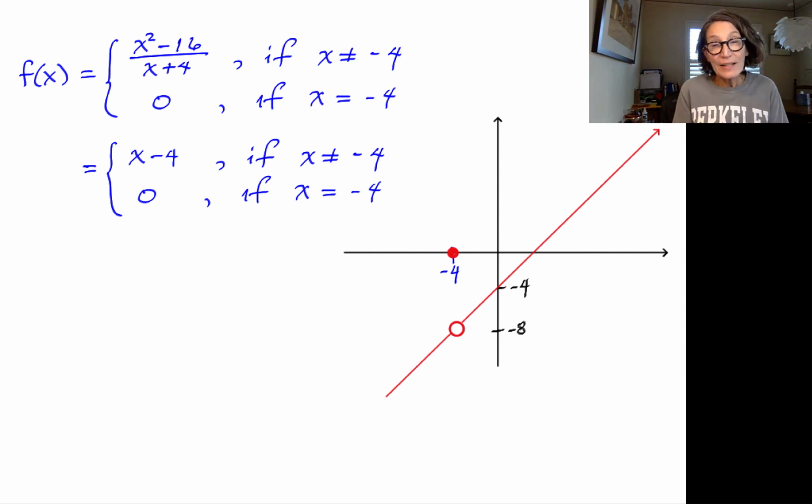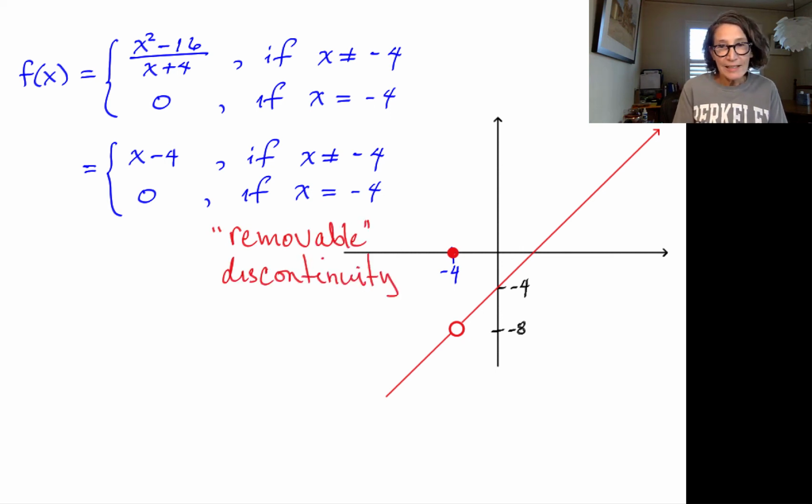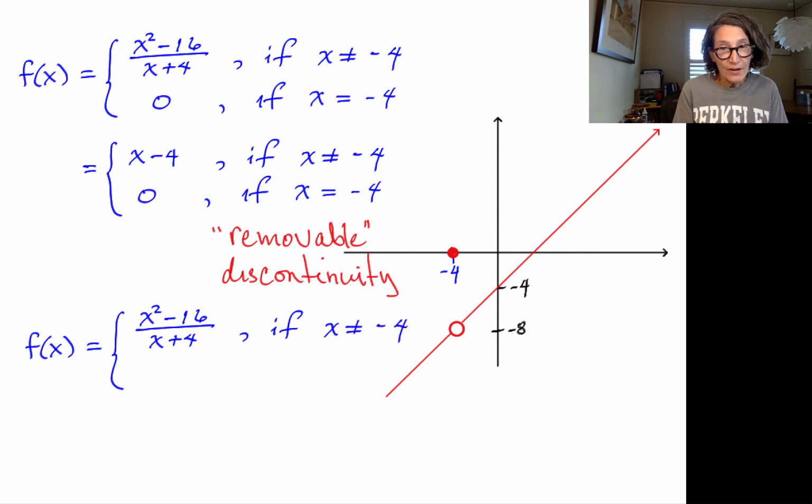All right, so this is a specific type of discontinuity. This one is called a removable discontinuity because it's really easy to remove the problem by just redefining the function. So if we wanted to remove the problem, all we would have to do is redefine the value at x equals negative 4 to be negative 8.